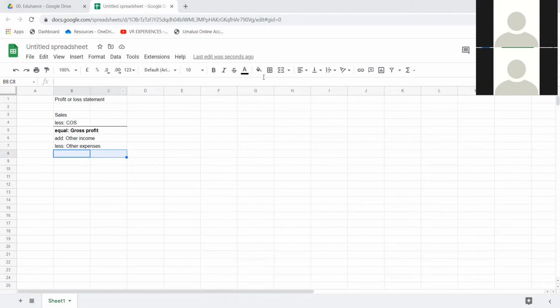Okay, and then we have, what am I doing? And then this will give us profit before tax. Then we have income taxes, and then this would be profit after tax. Okay, then we end up with profit after tax.